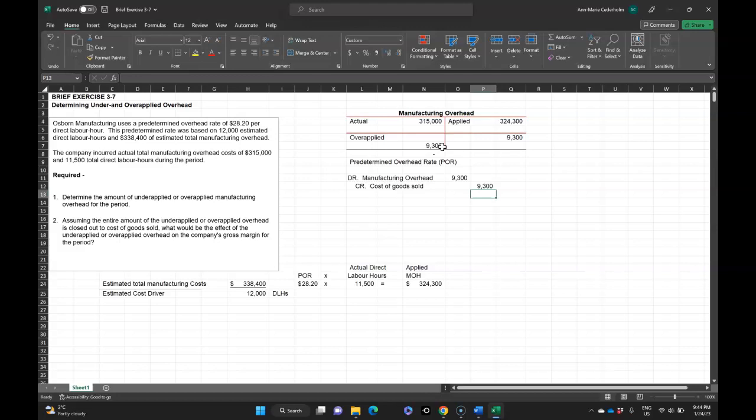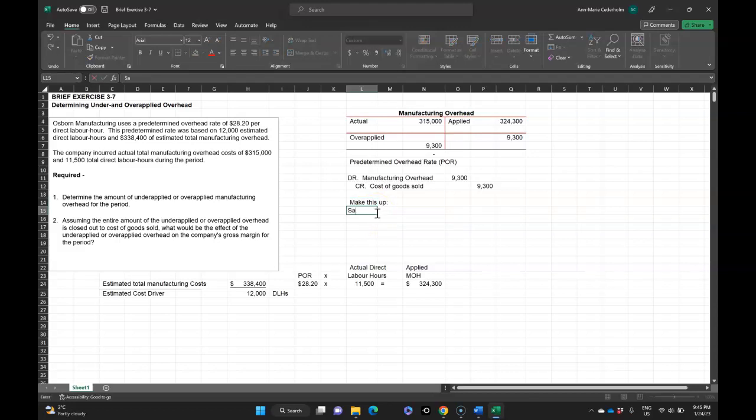So now when we're thinking about what would be the effect of the under-applied or over-applied overhead on the company's gross margin for the period, what you saw me do here was credit this account, so it's actually increasing the gross profit. Now I can show you. If you don't believe me, let's just make this up.